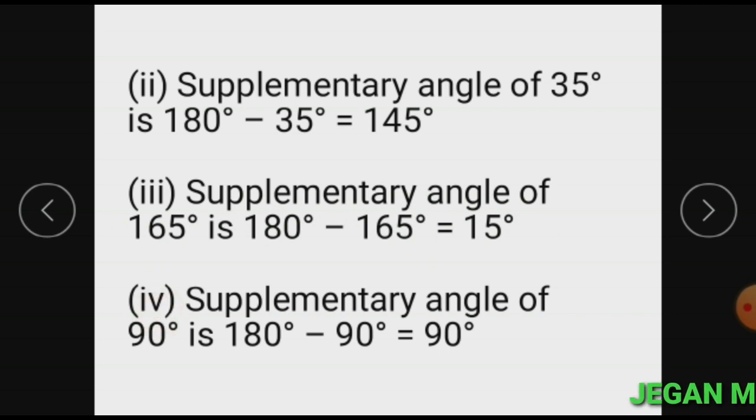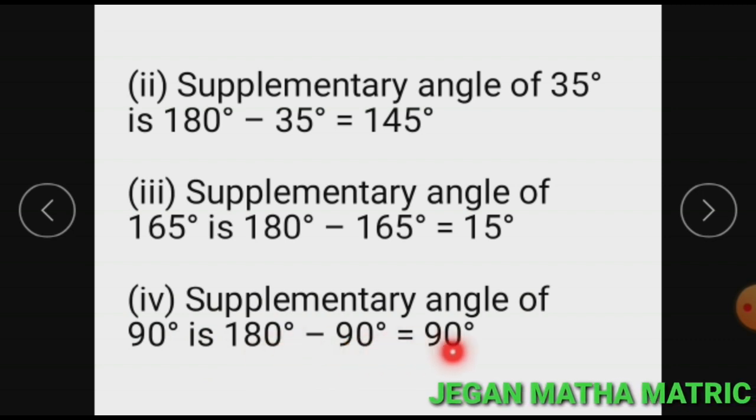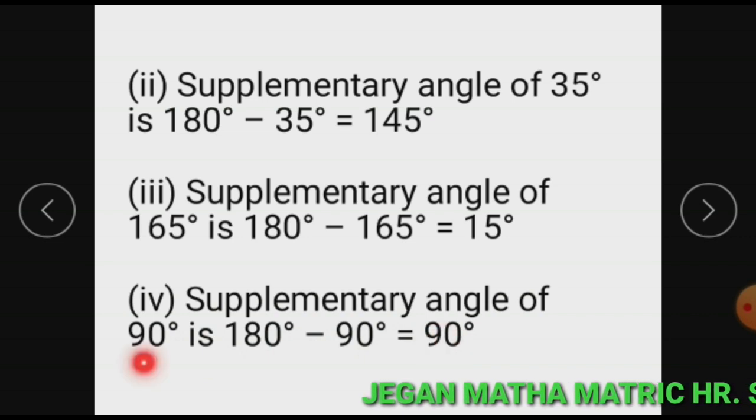Subdivision 4. The given angle is 90 degree. We find the supplementary angle of 90 degree is equal to 180 minus 90 degree equal to 90 degree. So 90 degree is the supplementary angle of 90 degree.